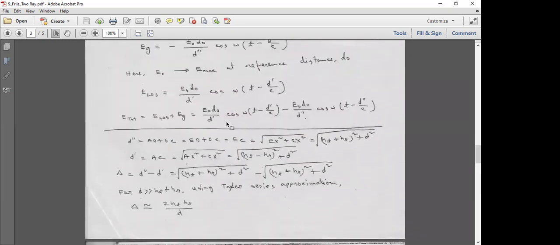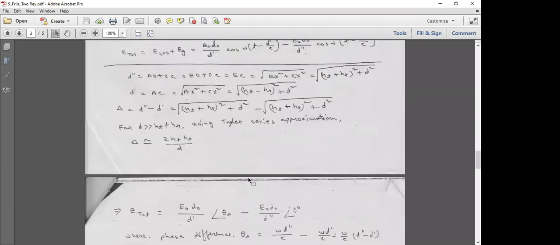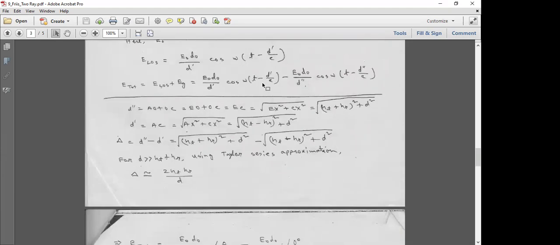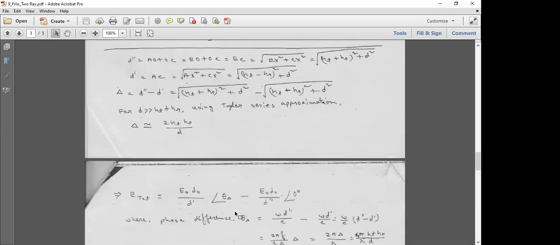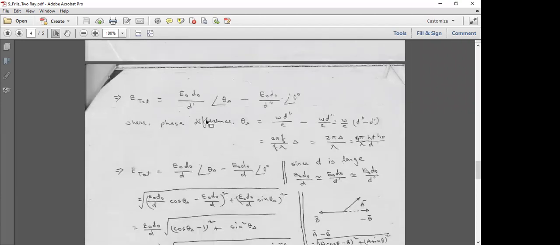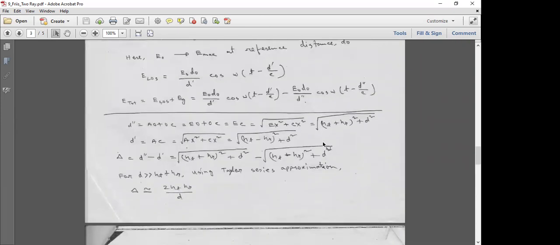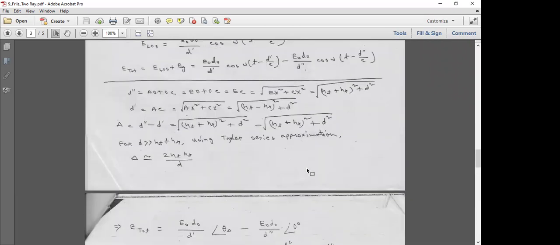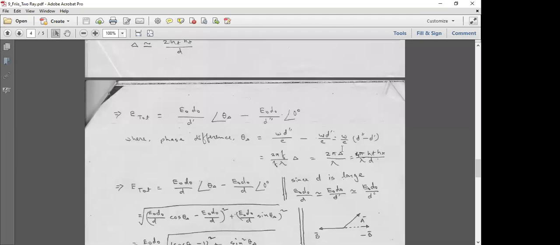If we show it in phasor form, let's assume that this is the reference phase, 0 degree, and the phase difference is theta del. So for the first term, the angle is theta del. So this is what you have here. And theta del is omega d double prime by c minus omega d prime by c. So that is equal to omega by c into d double prime minus d prime, which is del.